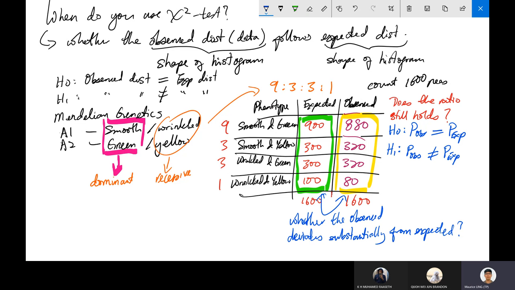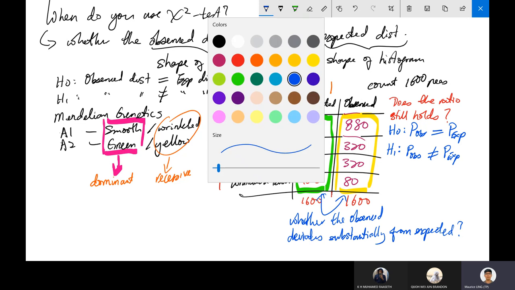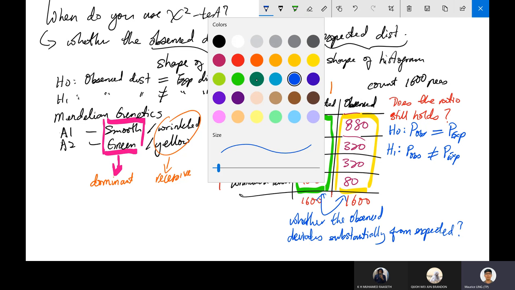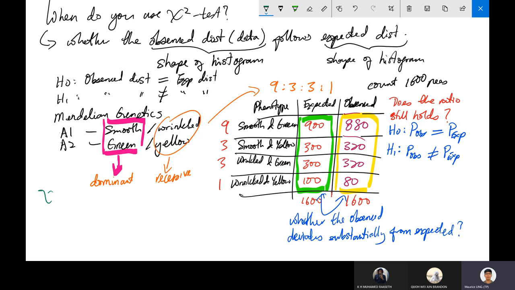Have you studied epistatic interactions? That means instead of 9331, it will be 934 for this. All right, so this is what we are trying to do in your chi-square test. Another part is, if you have done your tutorial questions already, which some of you did, some of you haven't, how do you calculate your chi-square statistic?